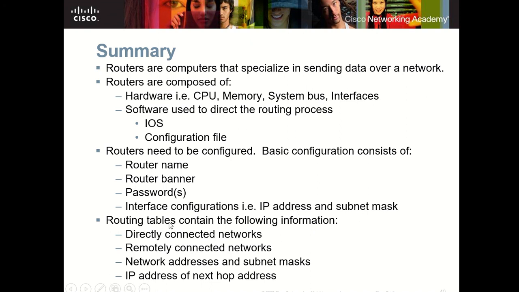So routing table contains the following information, no? Kung i-consult nila ang kada routing table nila, lahi-lahi silang value, but this is the most common nga makita nila sa ilahang routing table. Makita nila ang directly connected networks, remotely connected networks, network addresses and subnet mask, and even the IP address of the next hop nga pwede nila ambakan.